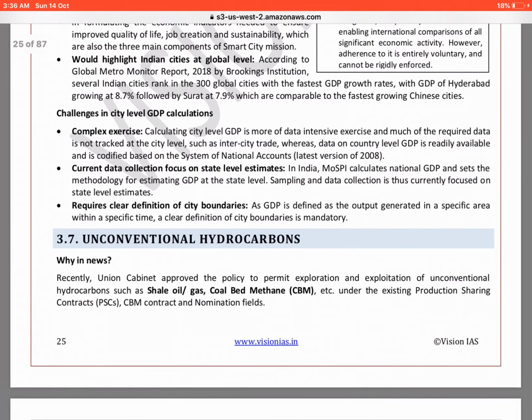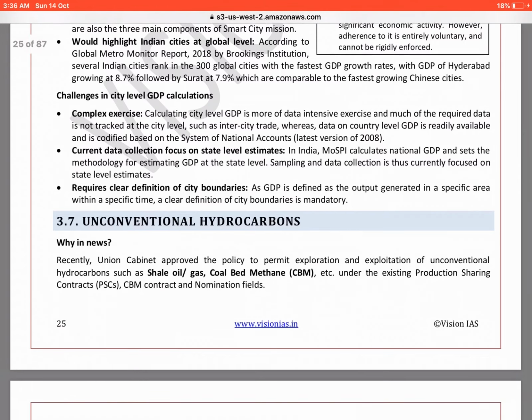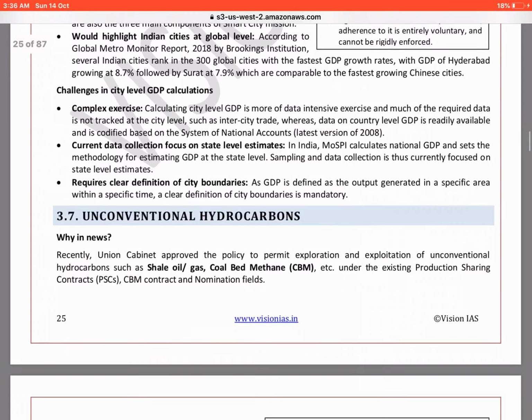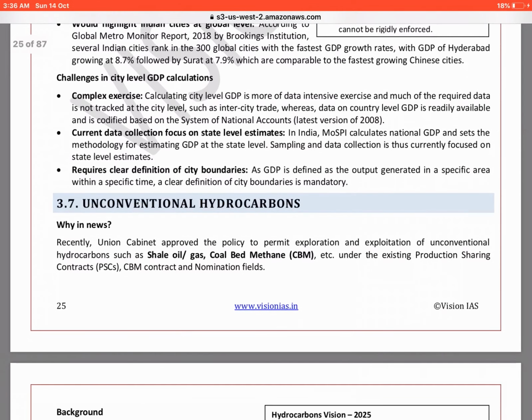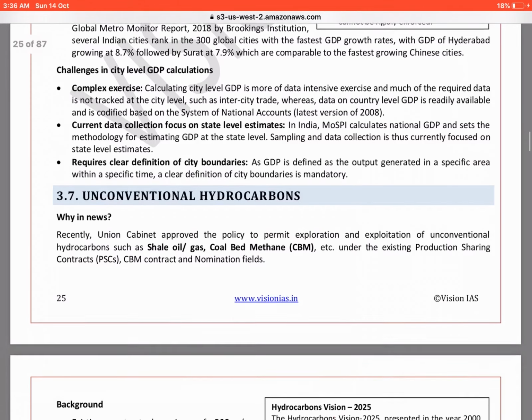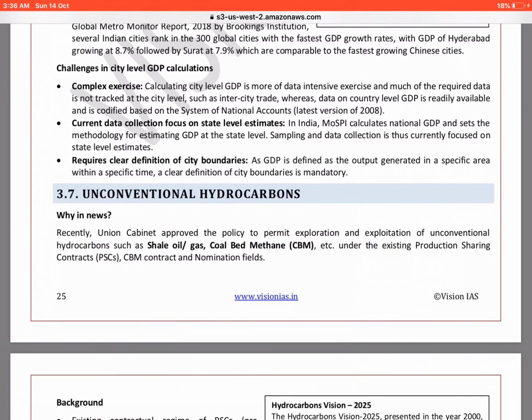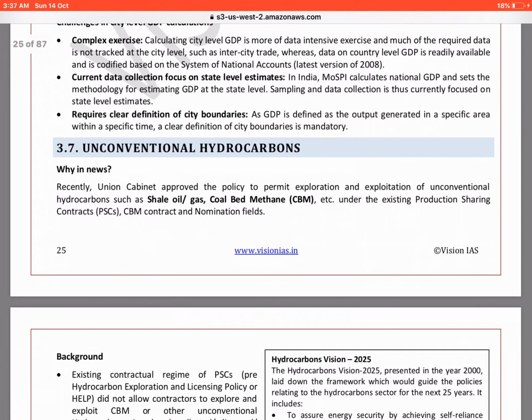So what are the challenges? Again, it is a complex exercise because a lot of data is required, and current data collection also focuses on state level estimates. In India, MOSPI calculates national GDP and sets the methodology for estimation of GDP at state level. Sampling and data collection is thus currently focused only on the state level estimate. What data we currently have is up to the state level, center and state level, not at the city level. We don't have the data, and it requires a very important thing.